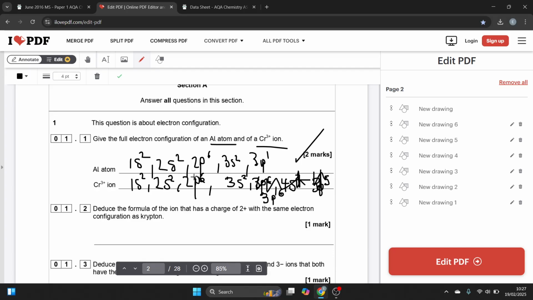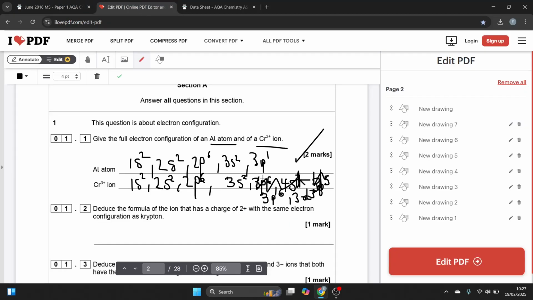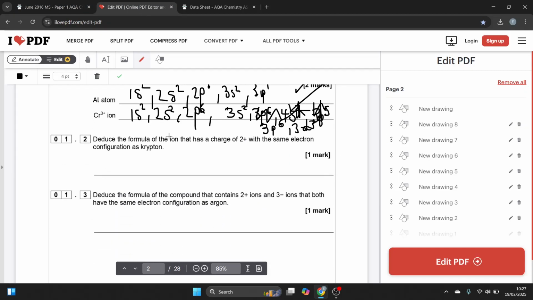Because 2, 4, 10, 12, 18, I want 24. So instead of 4s2, 3d1, it's just going to be 3d3. So 1s2, 2s2, 2p6, 3s2, 3p6, 3d3. You just form the ion with a charge of 2 plus, same electron configuration as krypton.